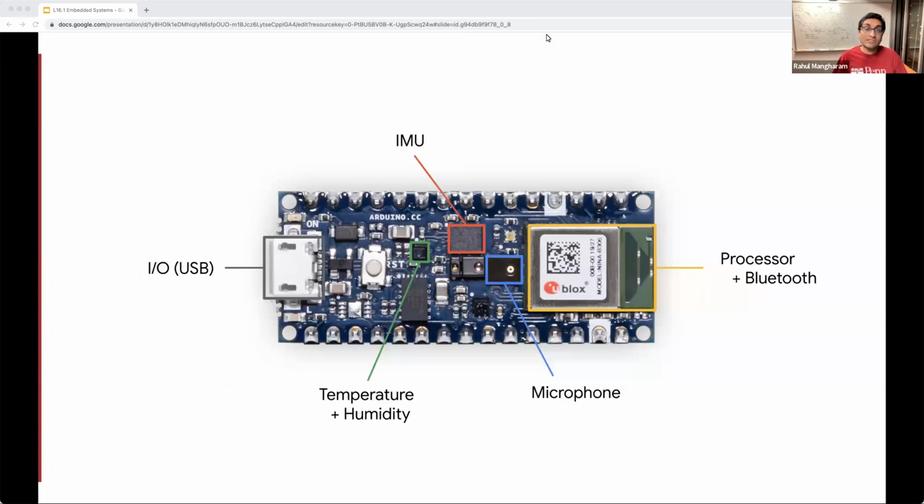So you have a processor and Bluetooth. You have a microphone on your embedded system. You have an IMU, a temperature sensor, a humidity sensor. You also got physical I/O ports so that you can actually interface the embedded system with your computer. And you don't have this sort of flexibility and features, this general purpose flexibility, on your Echo Dot.